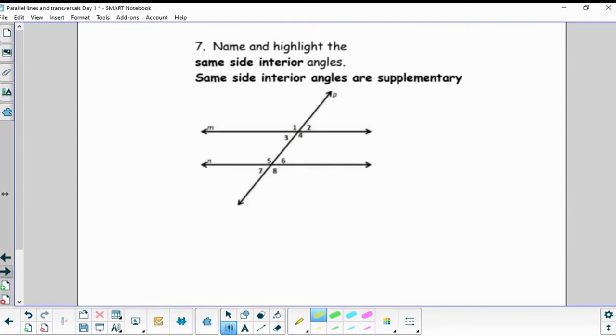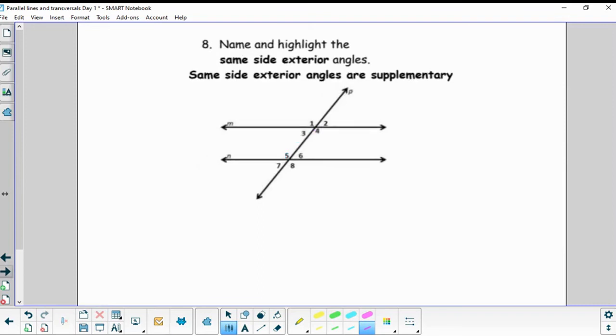And you're marking these on your highlight notes. Okay, name and highlight the same side interior angles. The same side interior angles are supplementary. So if you look on the inside of the diagram, you've got angle 3 and 5. I've got to get that highlighter again. So angle 3 and 5 are on the same side of the line, and they add up to 180. And angle 4 and 6 are on the same side of the other side of the line on the interior of our diagram, and they also add up to 180.